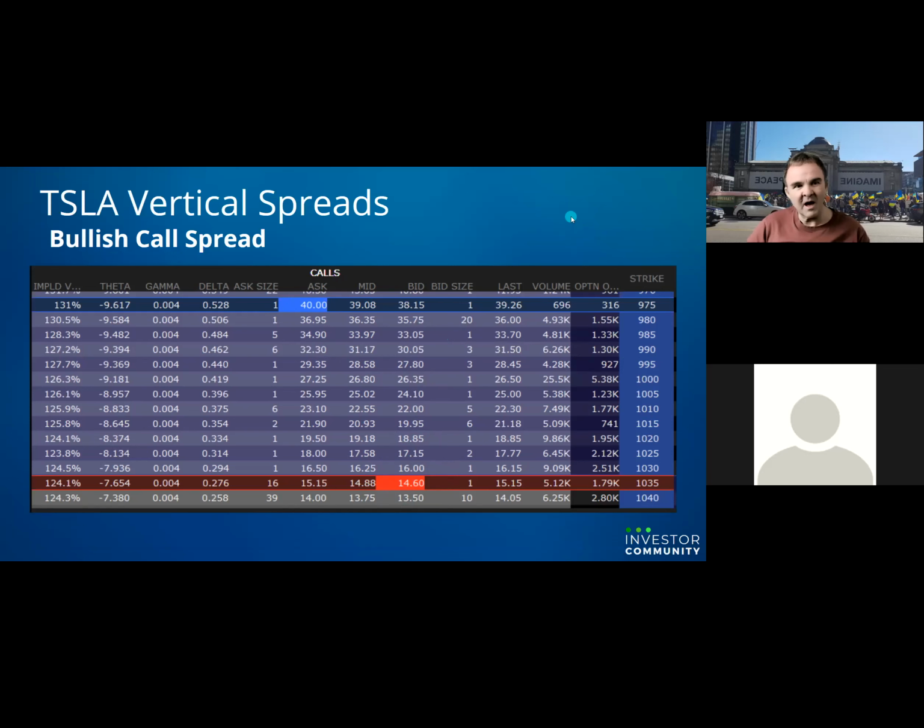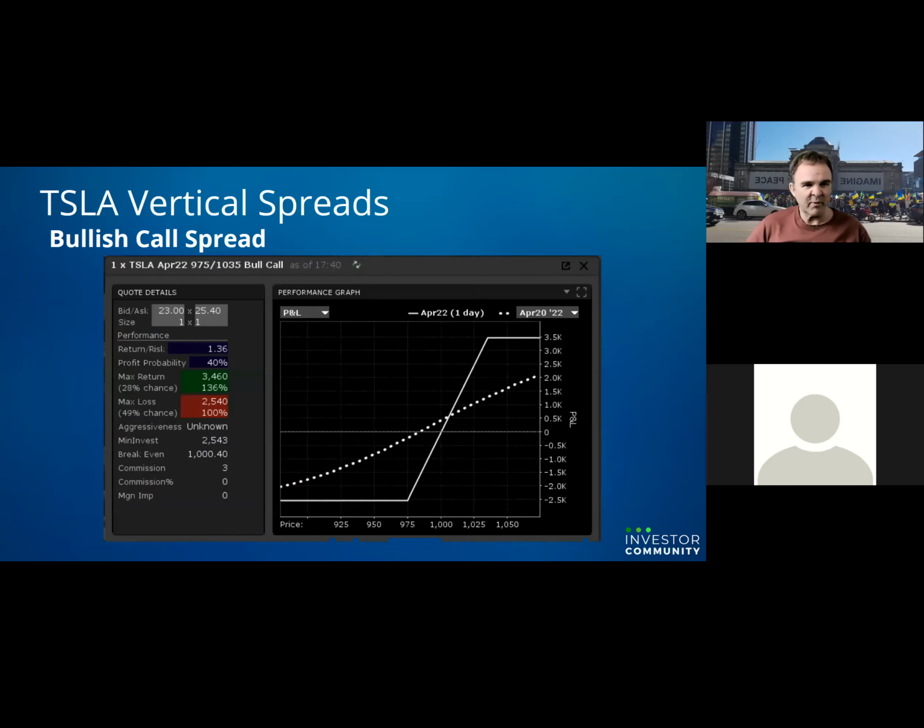Now I've got the little profit performance graph here. If you remember, down along the bottom you can see our stock prices, and over here on the right is our potential profit or loss. The solid line is what this will be worth at expiration given a certain stock price. And we can see here that our break even is around $1,000. It tells us right over here, our break even is about $1,000.